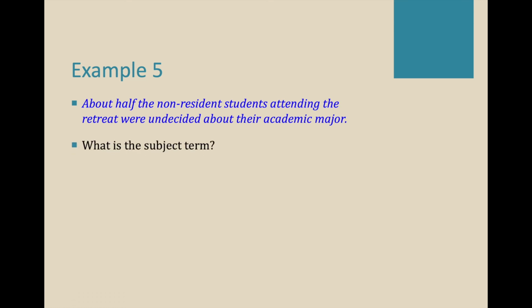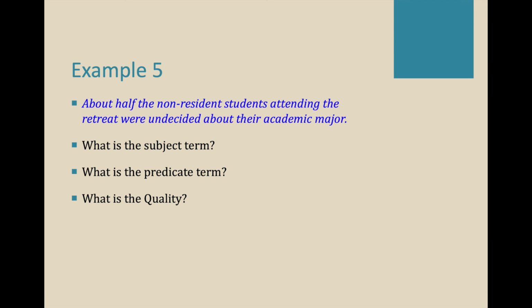So what's the subject term? The subject term here is non-resident students. Of course, the complement would be resident students. The predicate term is people undecided about their academic major. And then what's the quality? Does it affirm or deny a class inclusion? In this case, non-resident students attending the retreat were in the category of people undecided. So it's affirmative, right? So we have an affirmative statement.